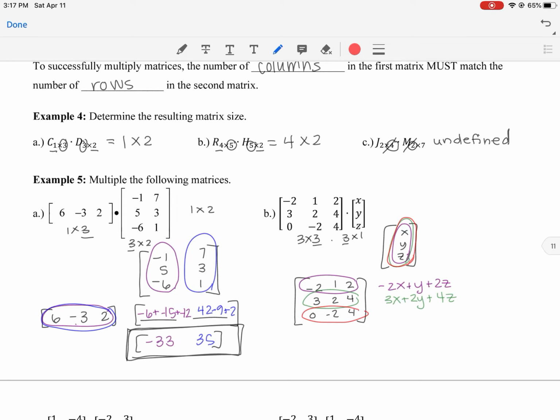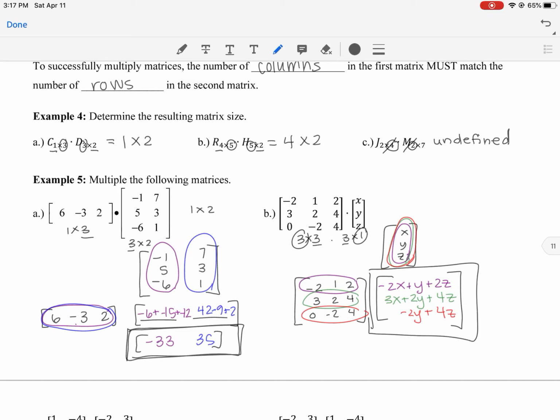Okay, and then we do the same thing with this last one. So 0 times x is 0x. I don't even need to write that. -2 times y is -2y. 4 times z is plus 4z. And this is our resulting matrix.